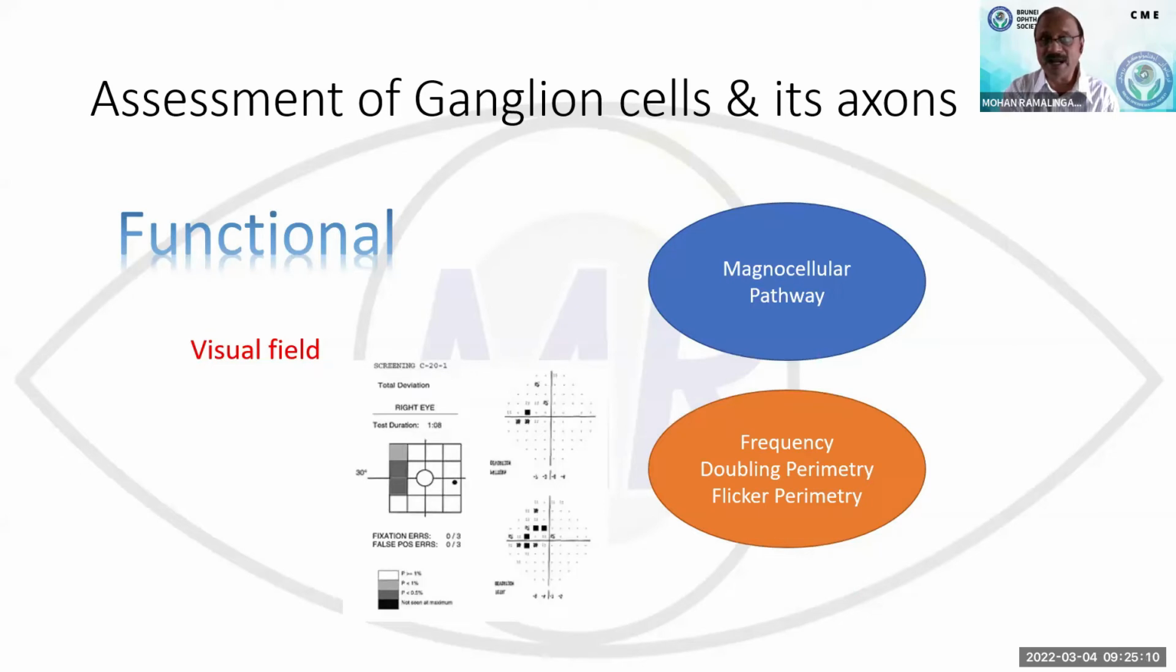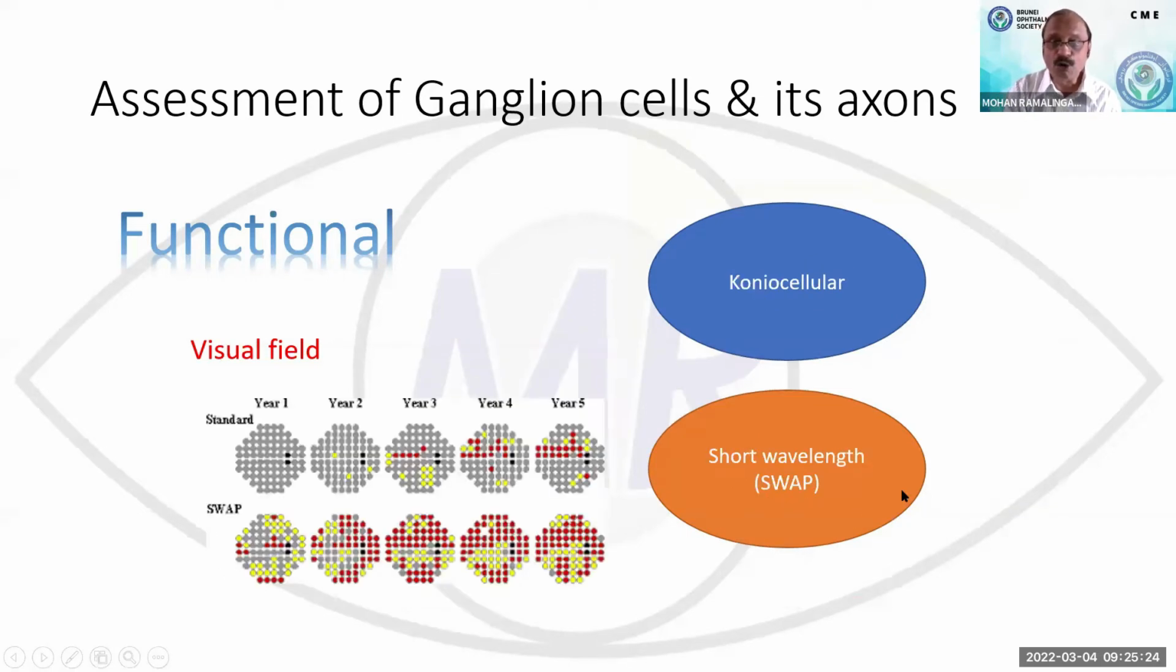Now there are techniques available to segregate or assess the visual field separately. The magnocellular pathway can be assessed by frequency doubling perimetry, or recently flicker perimetry, and the koniocellular pathway by short wavelength perimetry. Why is this division important? Because in conventional perimetry we use a white background and a white object, but studies have shown that retinal ganglion cells and axons can get damaged up to 30 to 40% before it is reflected in white-on-white perimetry. That is why functional assessment of the ganglion cells is possible with modern stratification of perimetry. There are different types of perimetry available.